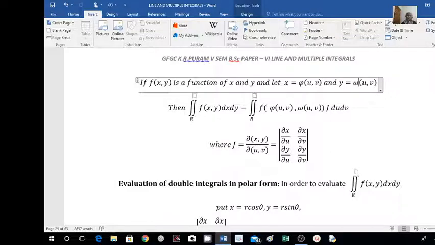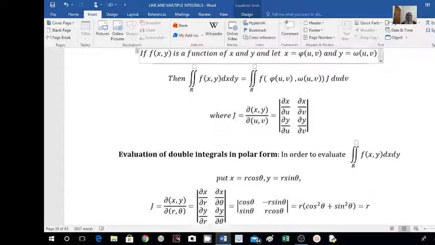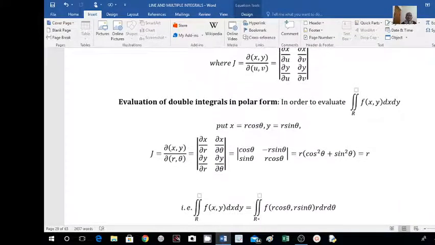Here in polar coordinates, what we do is we put x equal to r cos theta and y equal to r sin theta. So x and y we are converting in terms of r and theta. Then first we find this J. J is nothing but dou of xy by dou of r theta. This is a determinant. First row: dou x by dou r, dou x by dou theta. Second row: dou y by dou r, dou y by dou theta.